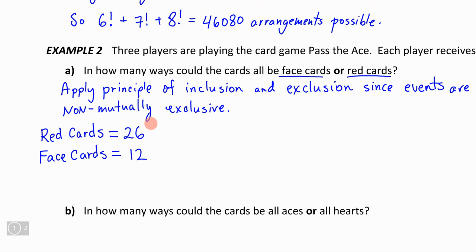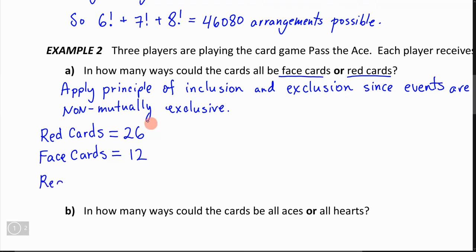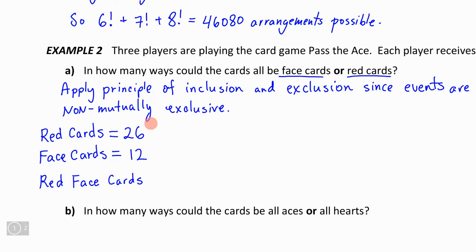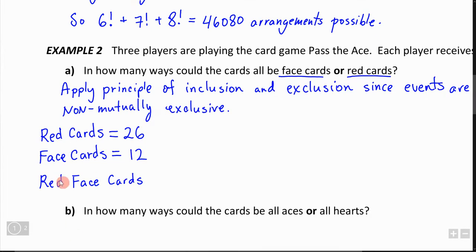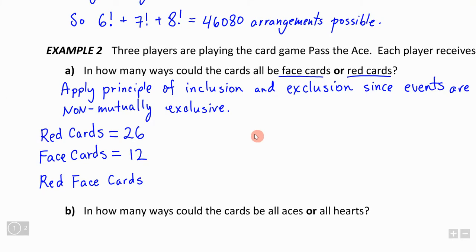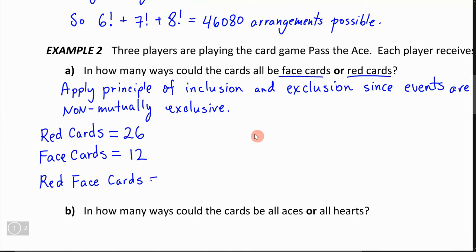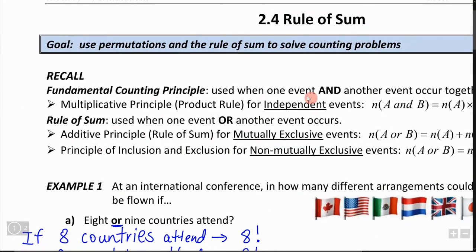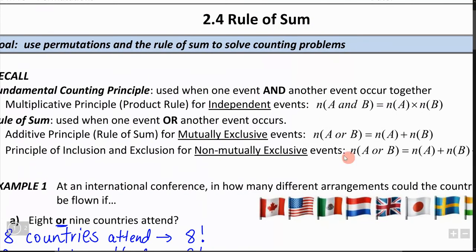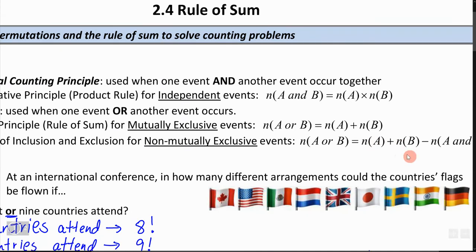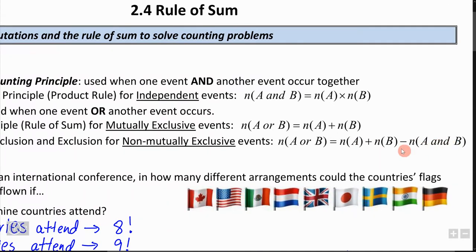But how many of those face cards are red face cards? So red face cards, this is the intersection of both. If the first set is red cards and the second set is face cards, then the red face cards is the intersection of both sets here. And we only have red face cards, so jack, queen, king of diamonds, jack, queen, king of hearts, so a total of 6 outcomes there. The principle of inclusion and exclusion would be to add the outcomes of both events and then subtract the intersection of both events, A and B.